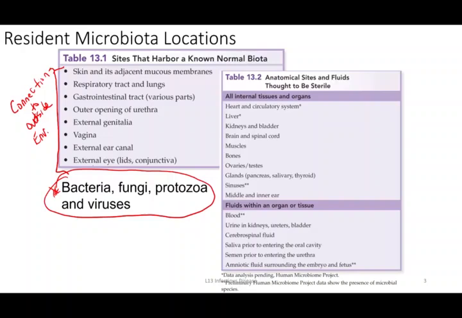And so while this is a list of locations within the human body where we know there are microbiome members, these are going to be areas that we presume are free of microorganisms or sterile. So the heart and the blood and the muscles. And so as you might guess, these are locations that are not, well, most of these are not directly connected to the outside environment. And so they are going to be free from microbiome members.